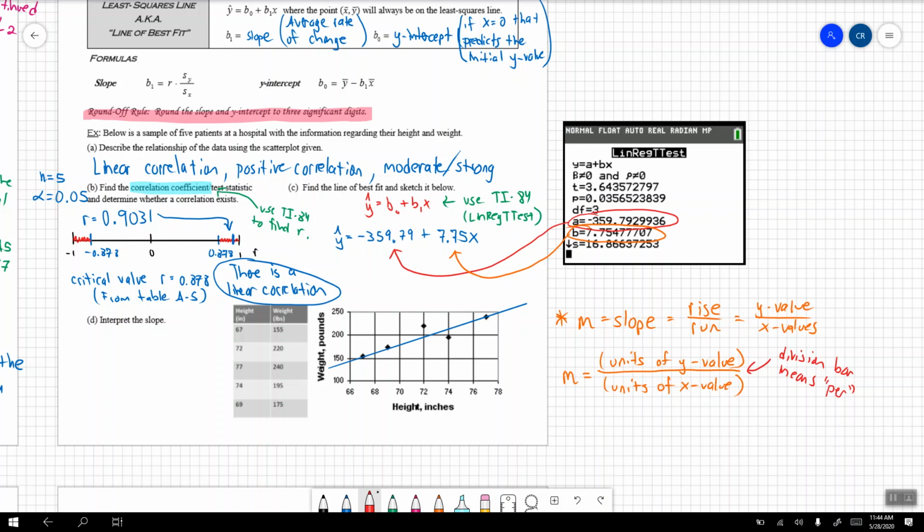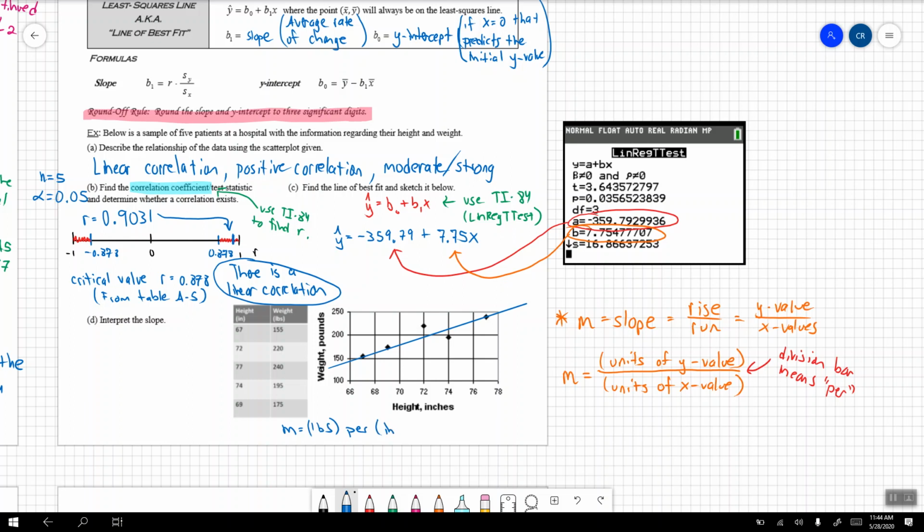Alright, so anytime we're asked to interpret the slope, we go into this interpretation right here. What are the units of the y value, per the units of the x value? So when I try to get the interpretation, this is going to be pounds per inches, because my y values are in pounds. Division means per, so pounds per, and then the units of the x value, which is inches. Awesome.